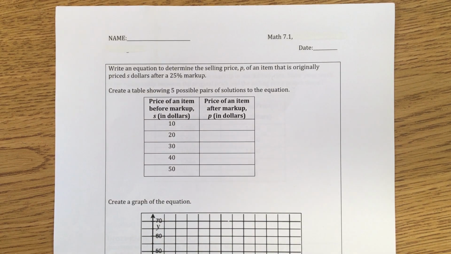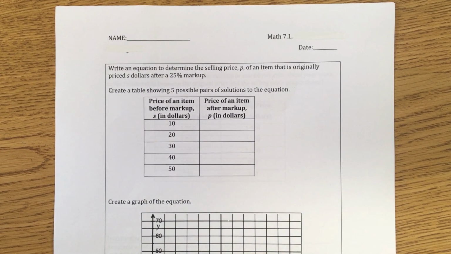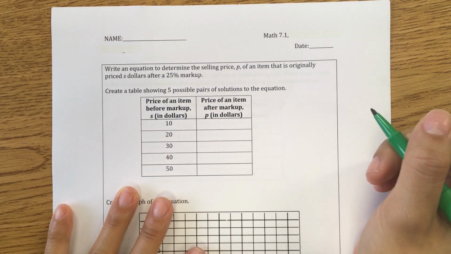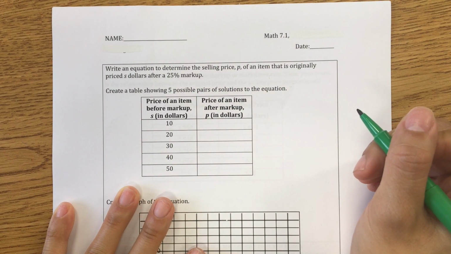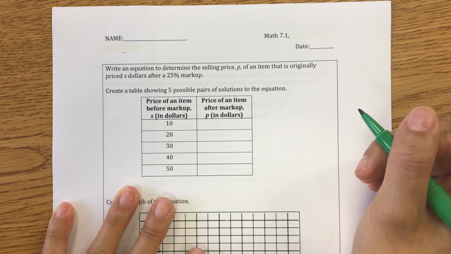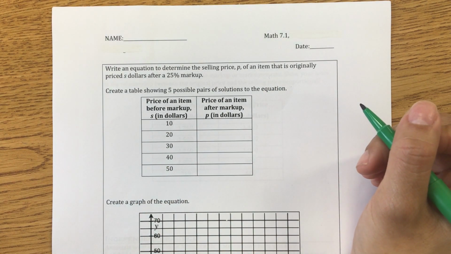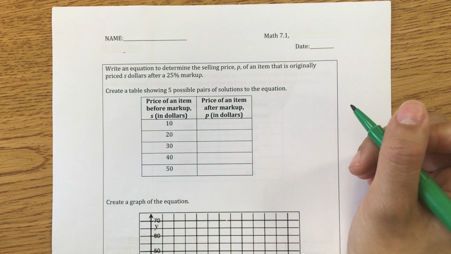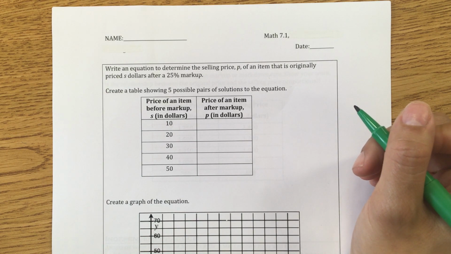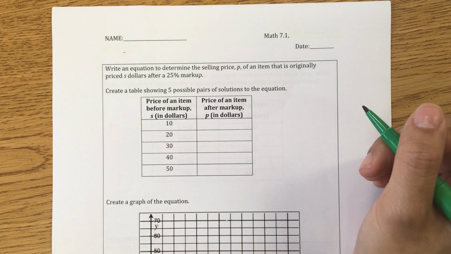In the problem that we have here, it says that we are going to write an equation to determine the selling price of an item that is originally priced S dollars after a 25% markup. So what we have here is that we're actually going to go back to proportional relationships, where we found our constant of proportionality, where we found an equation using our constant of proportionality to hopefully help us graph in this situation here.